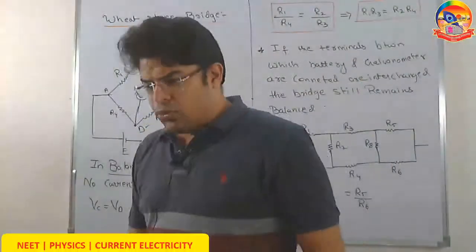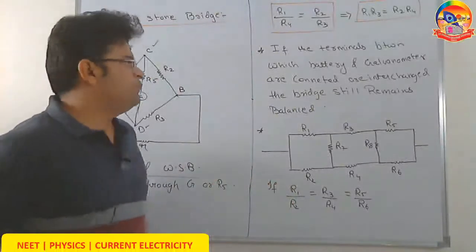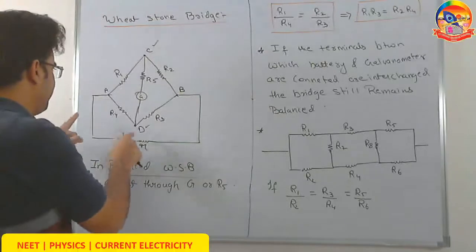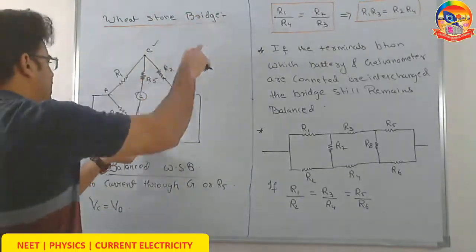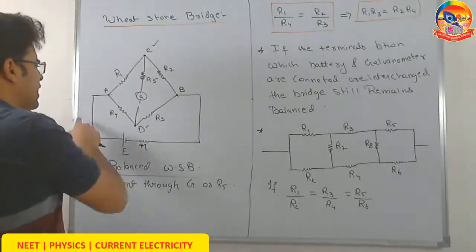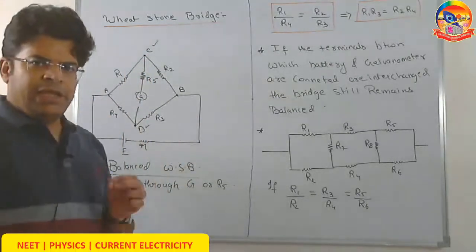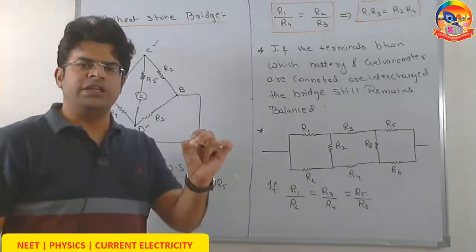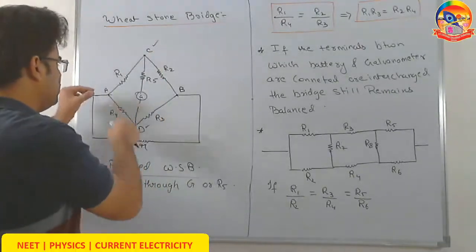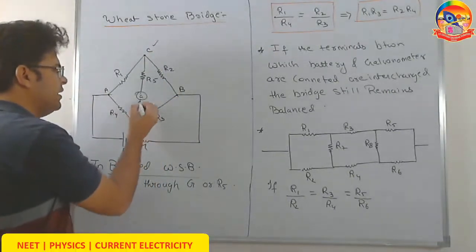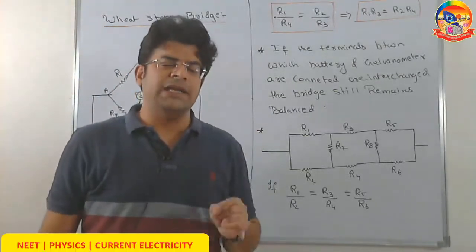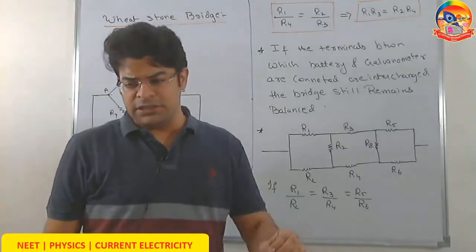Now, 2 important properties that we should know. First, if rather than placing the battery between A and B, I place the battery between C and D, and rather than placing the galvanometer between C and D, I place the galvanometer between A and B, even then a balanced Wheatstone bridge remains balanced. So if you interchange the terminals of the battery and the galvanometer, the balanced Wheatstone bridge still remains balanced. In 2019, in the Odisha paper, a question came on this very concept.